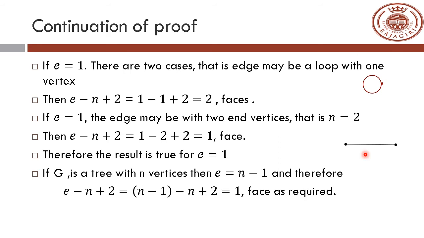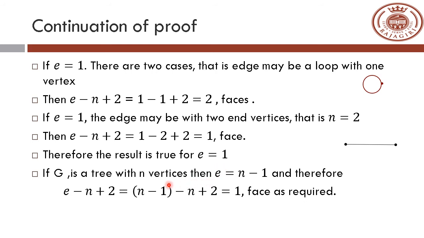Now the next case is an edge with two end vertices. E = 1 means that the edge may have two end vertices. In that case n = 2 and e = 1. Then consider the formula e - n + 2, that is 1 - 2 + 2 = 1 face. If the graph is represented by an edge with two end vertices, the number of regions is only one. That region is infinite. Therefore, the result is true for e = 1.